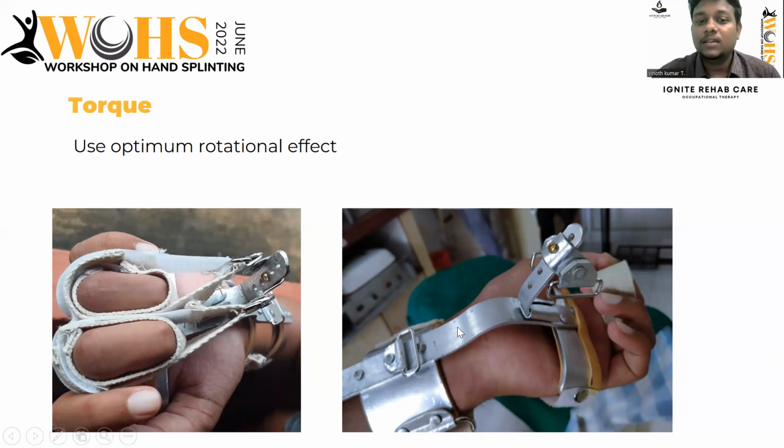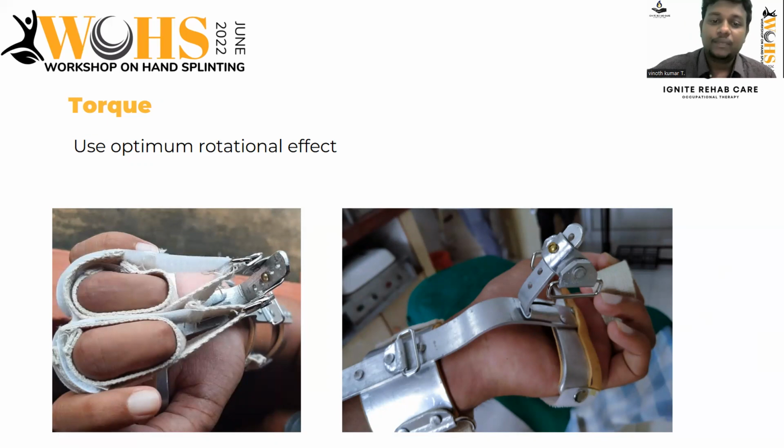So this splint, if you can see, it provides the optimal rotational force. You can see the force is directly traveling. You have to create a parallel or perpendicular force to the joint. If you don't create this straight perpendicular force, it will end up in either compression or distractive force.